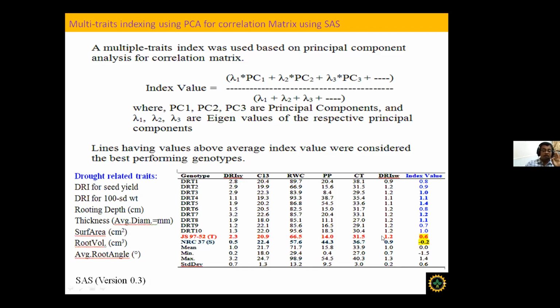So here it combines all these traits into one index, and anything above 0 is good. But if you have a check like the tolerant check, anything above this 0.6 value is even better, which you can consider as a candidate parental line, or if it is performing really well in field conditions, then go for releasing it as a cultivar.